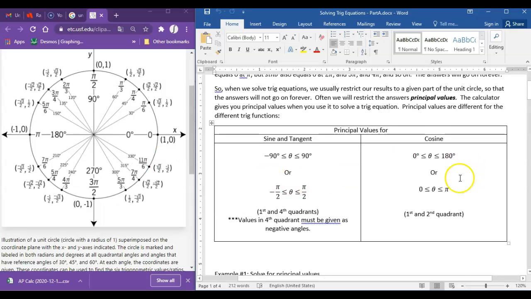For cosine, the principal values are from 0 to 180, or 0 to pi there. That's going to be your first and second quadrant.